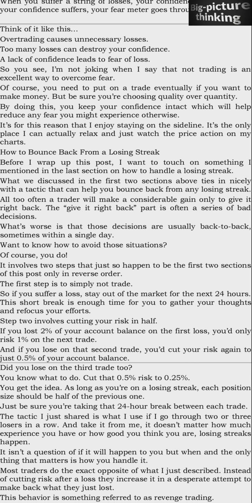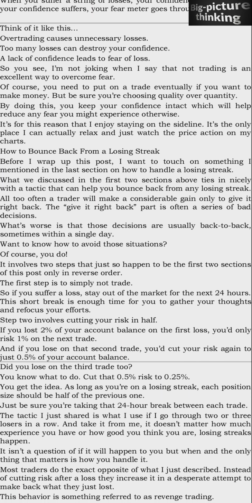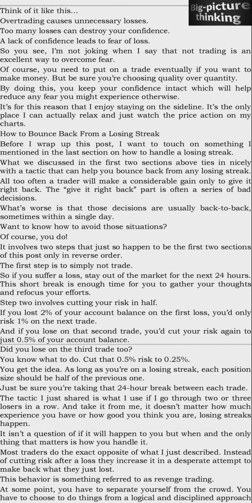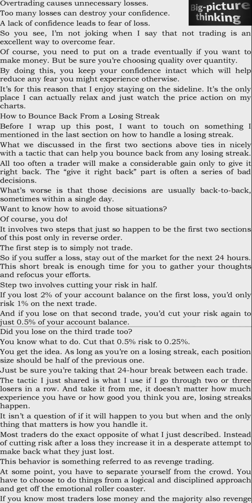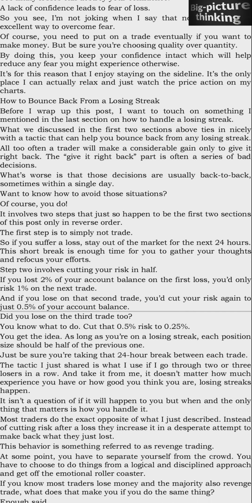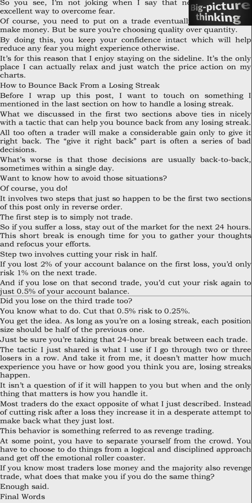All too often a trader will make a considerable gain only to give it right back. The give it right back part is often a series of bad decisions. What's worse is that those decisions are usually back to back, sometimes within a single day. Want to know how to avoid those situations? Of course, you do. It involves 2 steps that just so happen to be the first 2 sections of this post only in reverse order.